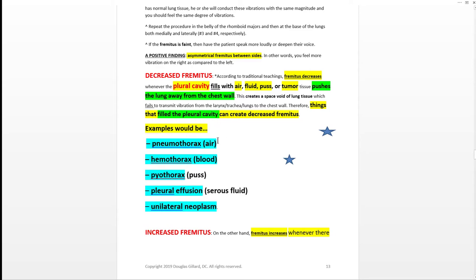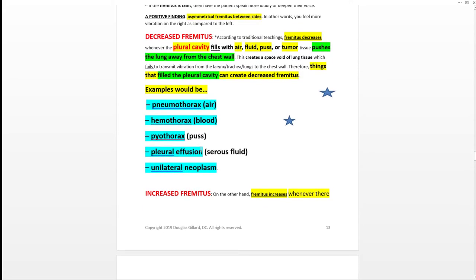And so even though water transmits sound pretty good, it's still going to decrease the transmission of sound. I had questions before. Well, how come if you have a hydrothorax, if you have water, fluid? Pleural effusion? That's the same as a hydrothorax, a pleural effusion. That's serous fluid. That transmits sound good, but it pushes the lung tissue too far away from the chest wall. And so that's no good. So all of these conditions will cause a decreased fremitus in the affected side.